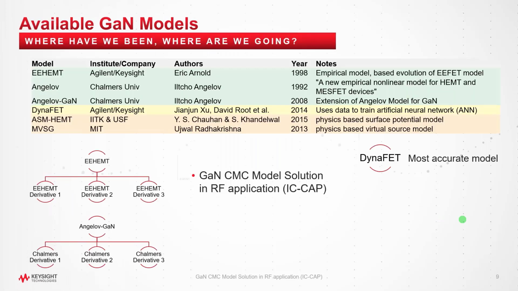All right, so this is a quick run through on some of the history of GaN RF modeling. When it started, most people started using EE-HEMT and just the Angelov. They are empirical models, so kind of curve fit, polynomial curve fit models. Most people today, the workhorse is Angelov GaN. So Angelov did some extensions for GaN, but it's still an empirical model.